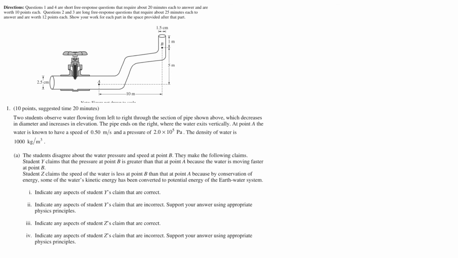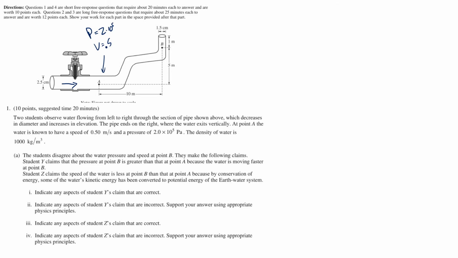Let's do it. Two students observe water flowing from left to right through a section of pipe. Okay, so one thing we know is water is going this way, which decreases in diameter and increases in elevation. The pipe ends on the right where the water exits vertically. At point A, the water is known to have a speed of 0.5 meters per second and a pressure of 2 times 10 to the 5. So P equals 2 times 10 to the 5. The density of water is 1,000.